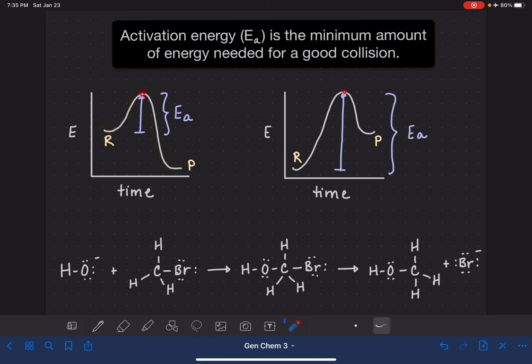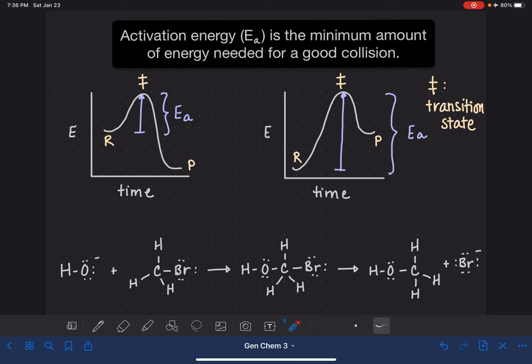The high point on these graphs, where the activation energy is defined, is referred to as the transition state. And the transition state gets this symbol, which looks a little bit like an equals sign with a vertical line through it. So this is our notation for transition state. And the transition state is the species that exists as the reactant is being reacted and the product is being formed.